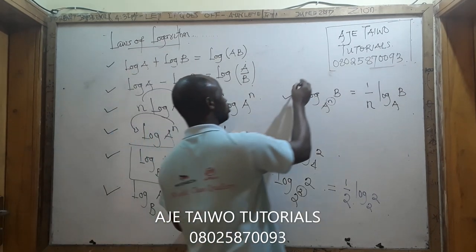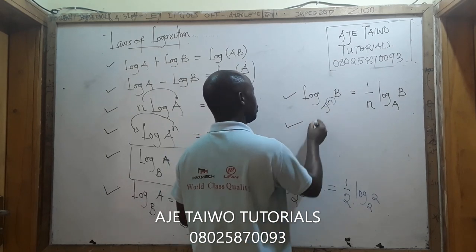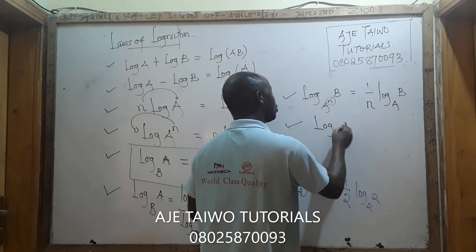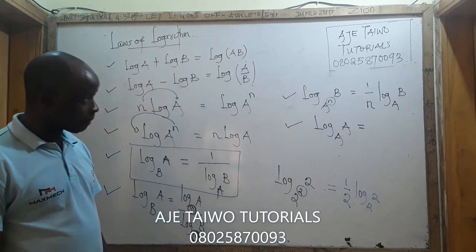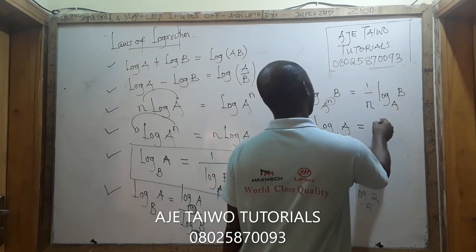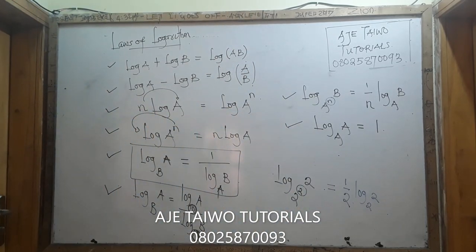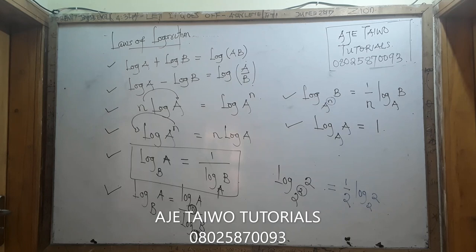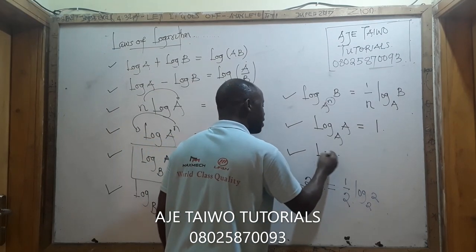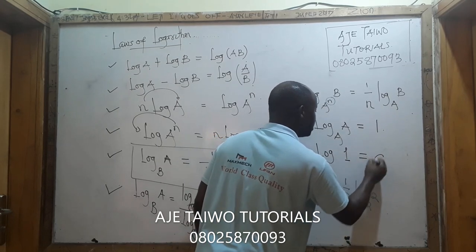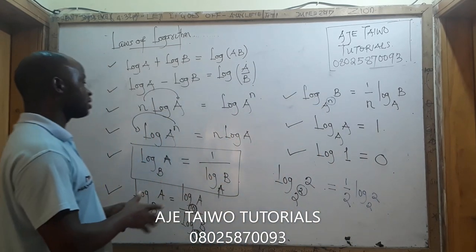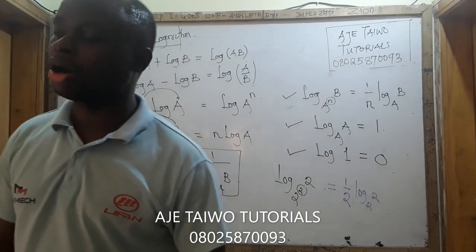So take note of this rule, the last rule. What is log A base A? It is 1. What's log 1? Zero. Log 1 to any base is 0. On this note, we draw the curtain for today.